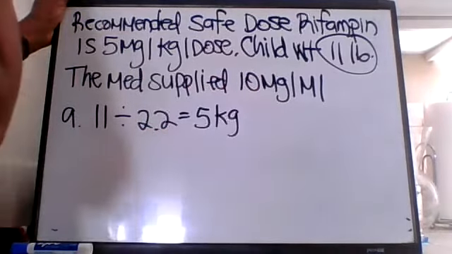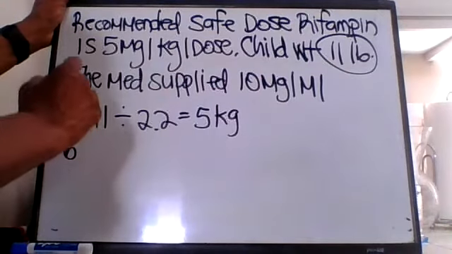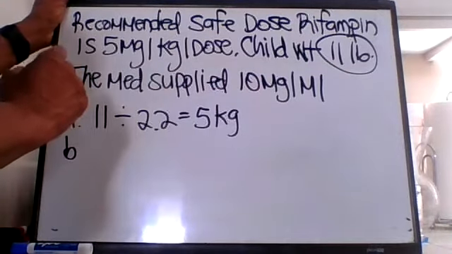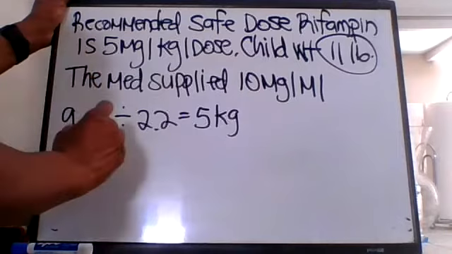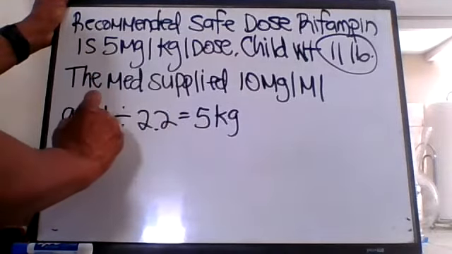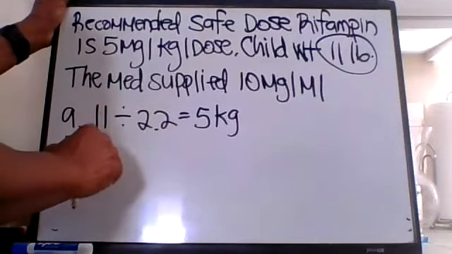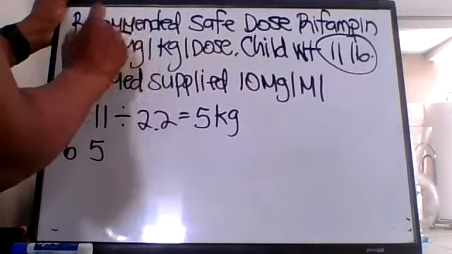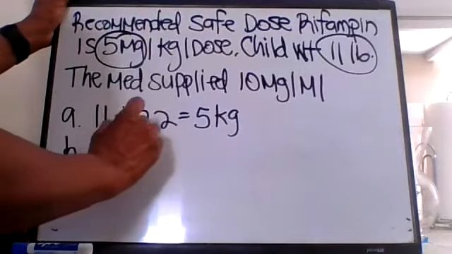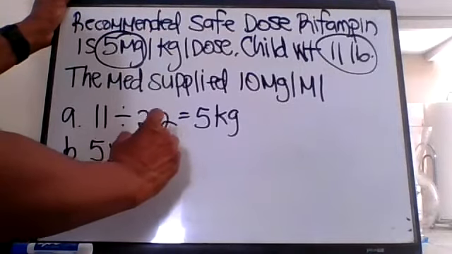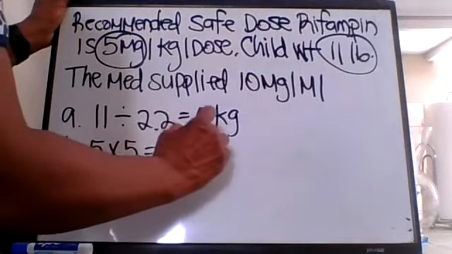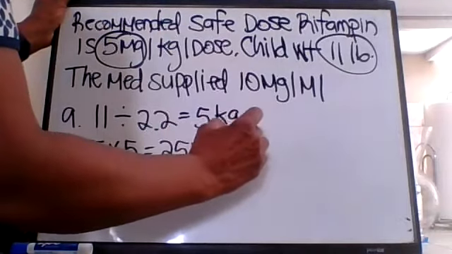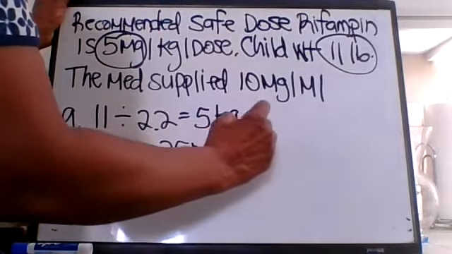B is to calculate the safe dose for this child. So we take the child's weight and multiply it by the recommended safe dose, which is 5 milligrams, times 5, and we come out with 25 milligrams per dose.